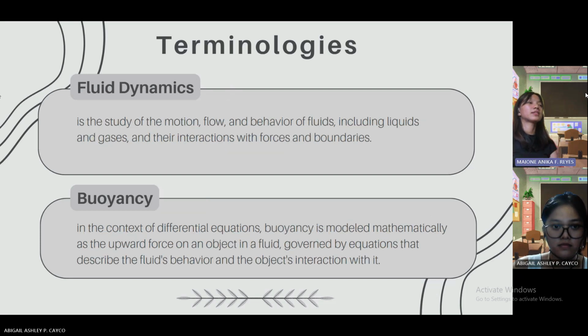Fluid dynamics is the study of the motion, flow, and behavior of fluids, including liquids and gases, and their interaction with forces and boundaries. Buoyancy, in the context of differential equations, is modeled mathematically as the upward force on an object in a fluid, governed by equations that describe the fluid's behavior and the object's interaction with it.